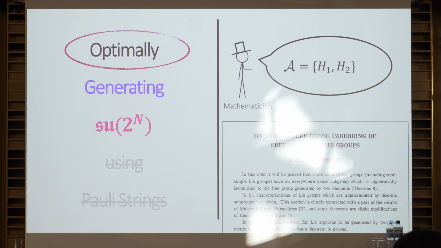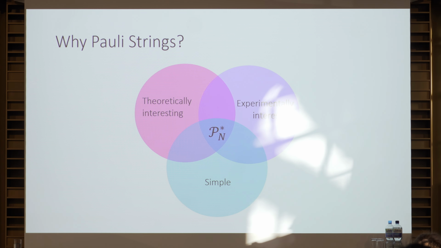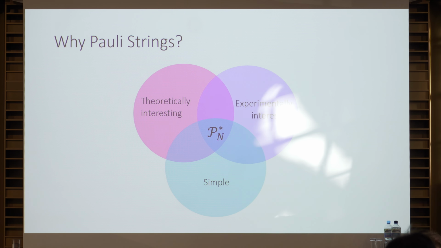Okay, but this warrants also the question, why do we actually use Pauli strings? Why do I care so much about them? Because mathematicians apparently don't care. They cared about Lie algebras in general and found a solution to that. But I care about Pauli strings, which is a subset of those, I guess.